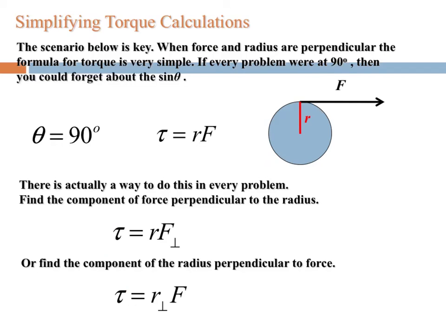Now again, the goal for the torque equation is to get the two components perpendicular to each other. Now there's several different ways to do this. One, you can either make the force perpendicular to your lever arm or a component of the lever arm perpendicular to your force. And we'll see a little bit more of these examples in class.